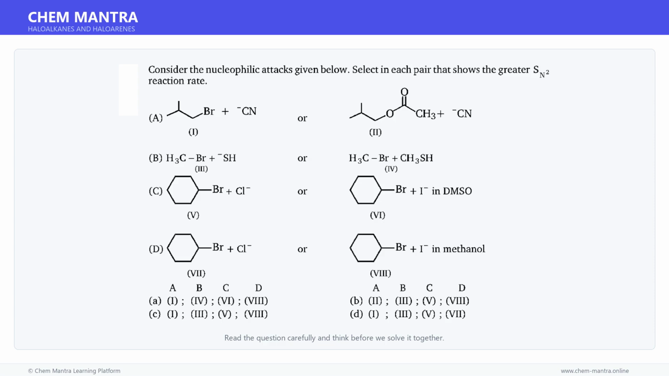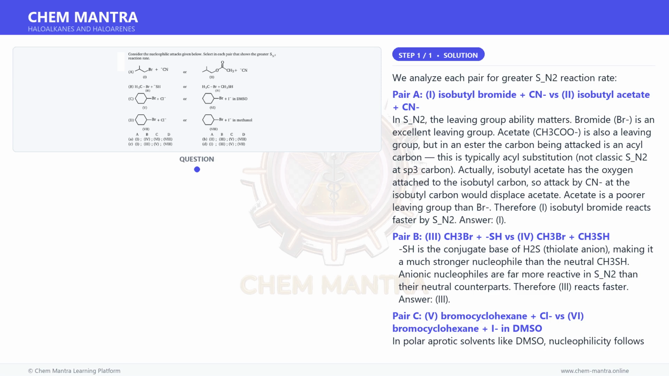Here is a question. Read it carefully and think about the answer. Let us solve it step by step. Let us begin solving this step by step. We analyze each pair for greater SN2 reaction rate.